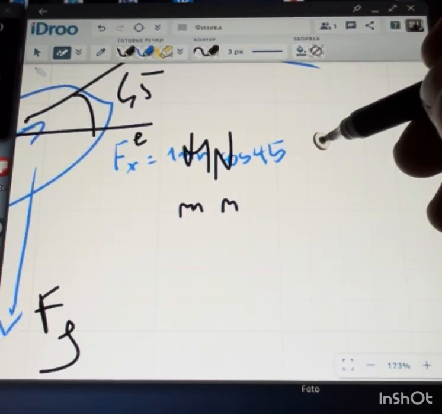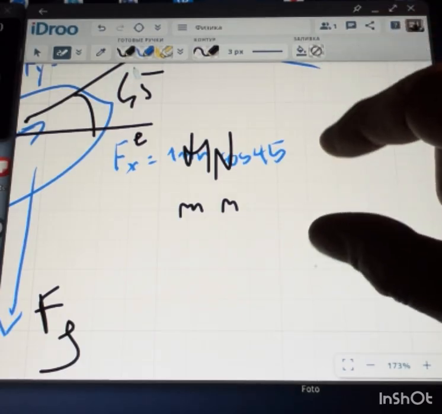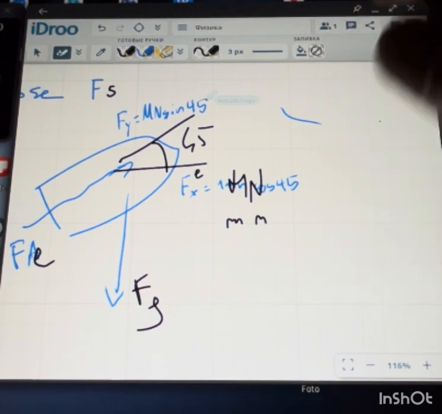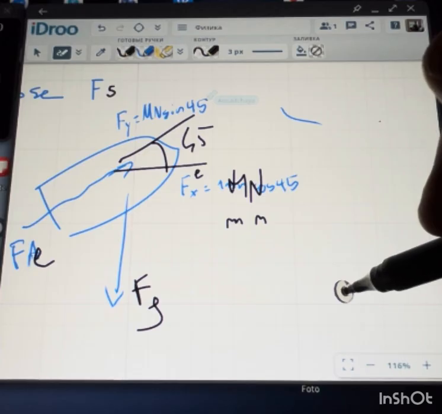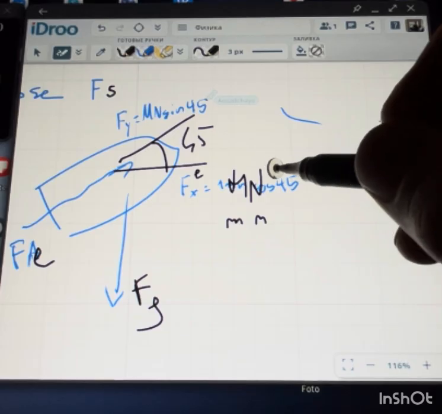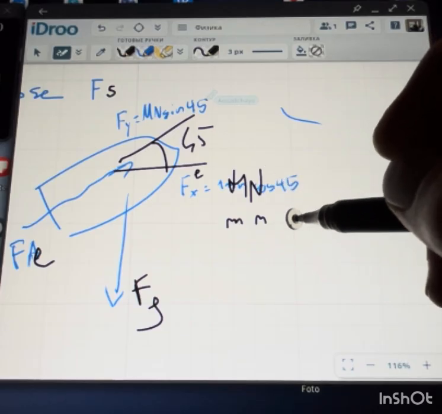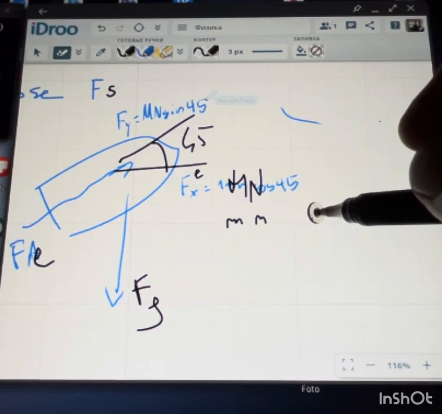M N and then F_y. Okay, there we go. So that's the deconstructed vertical forces. And horizontal, yes. Now, shall we treat gravity the same? Shall we decompose gravity?